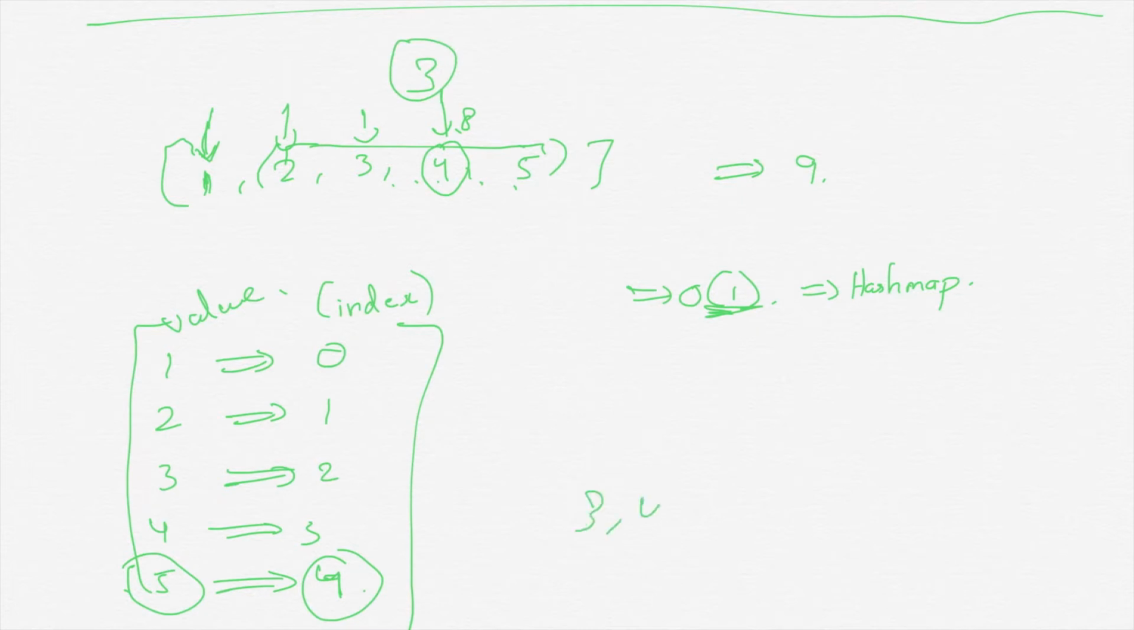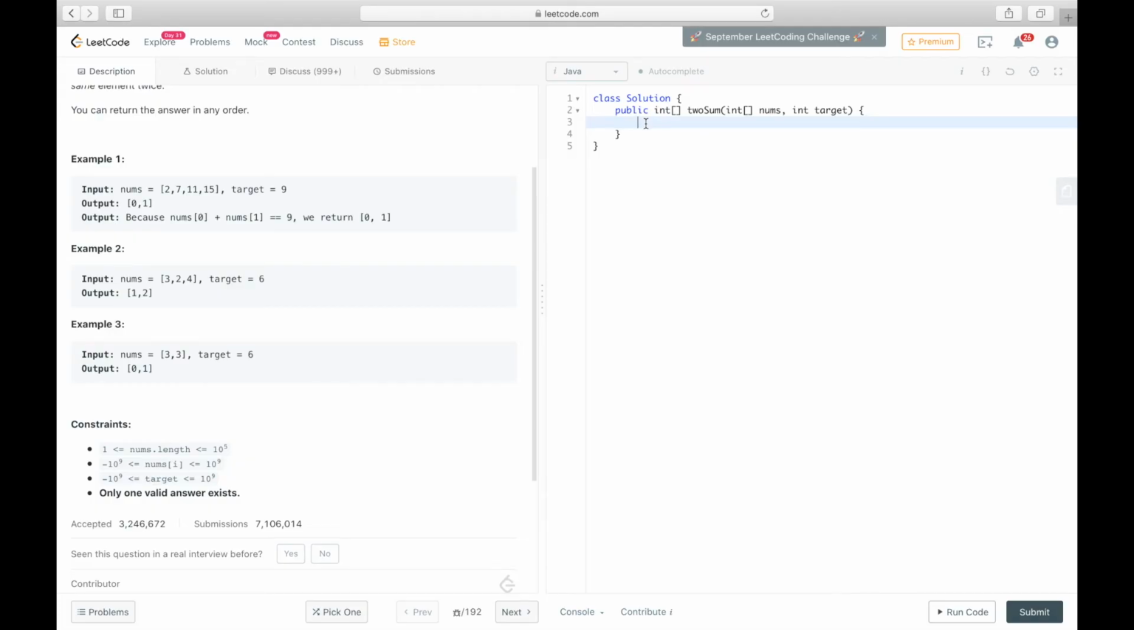So 3 and 4 is your answer. Okay, so this algorithm solves this problem in order of n. So this is the efficient way of doing it. Okay, let's code it back in LeetCode. In LeetCode, let's try the brute force algorithm first.